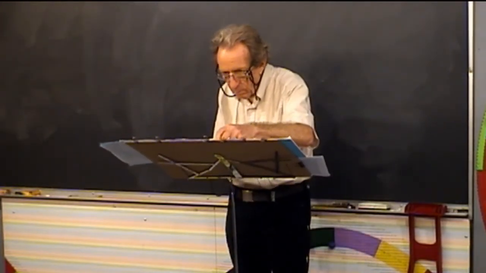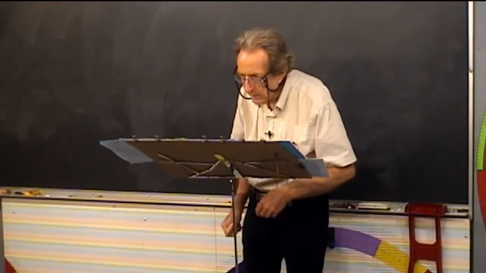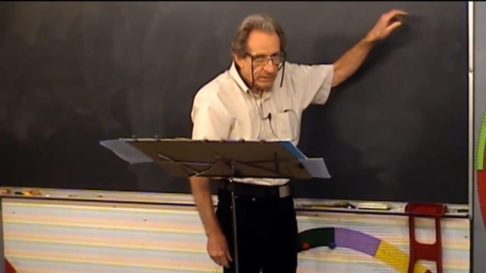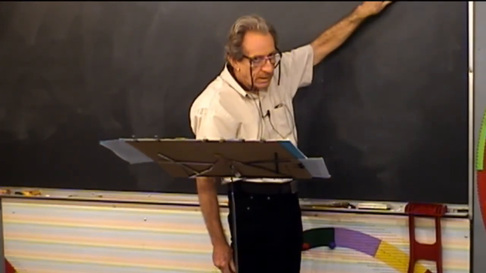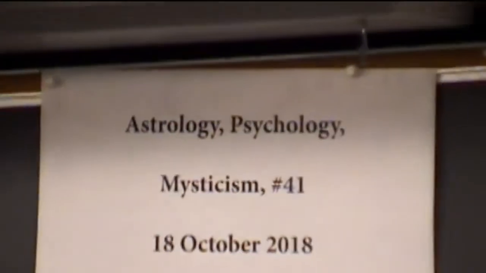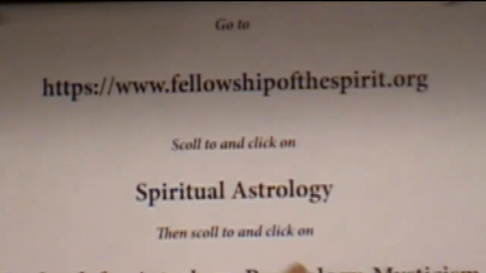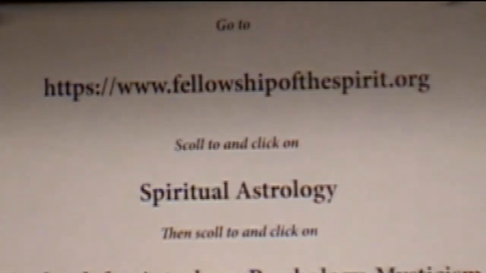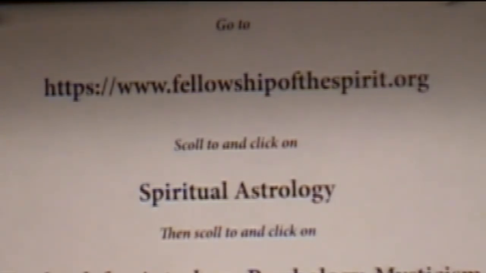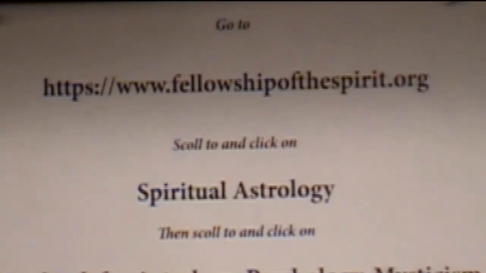Now, since we have people watching over the internet, they're going to want to know what we're doing. All of the handouts of everything that we have done in this course are at fellowshipofthespirit.org. Scroll down to Spiritual Astrology and click on that. Then scroll down until you see the textbook for astrology, psychology, and mysticism. Clicking on that gives you a PDF copy of the textbook, which has everything we have done so far.